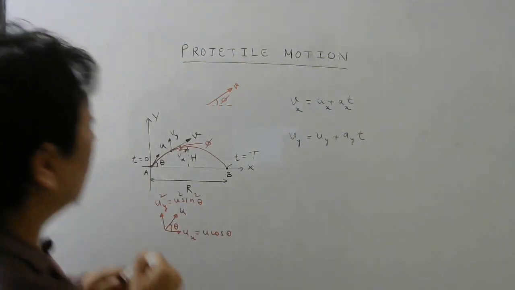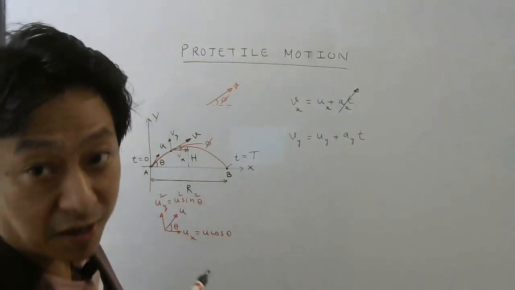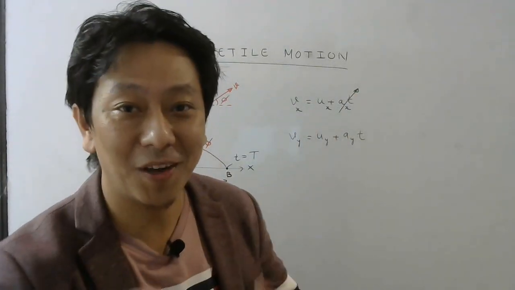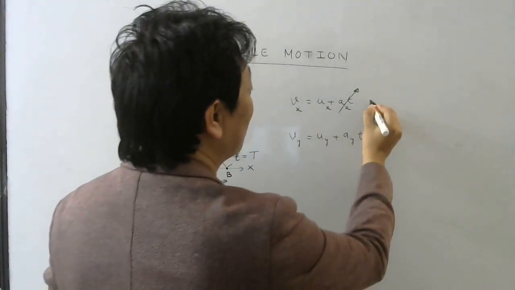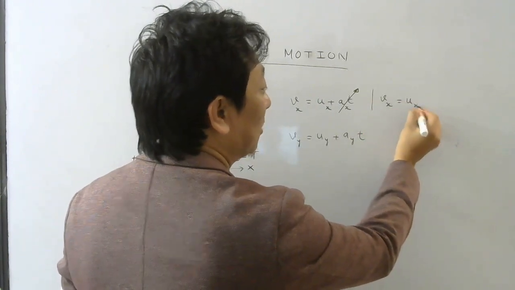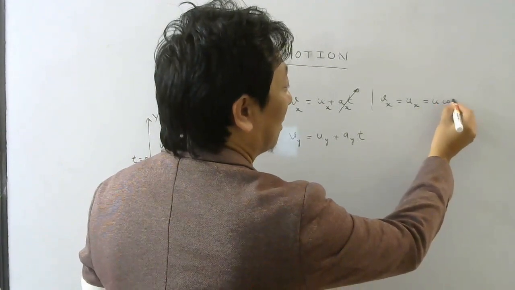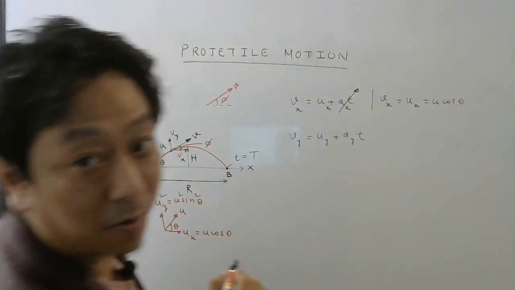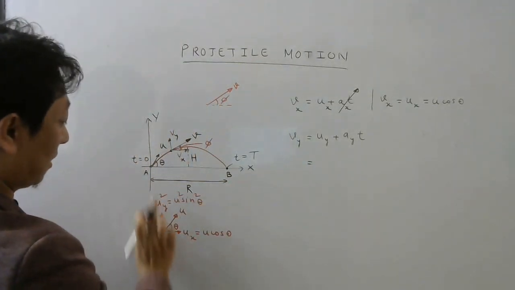Now, you know that there is no acceleration of gravity along x-axis, right? Gravity has no role along horizontal direction. So Ax will be 0. That means in projectile motion, Vx is always equal to Ux. And you know that Ux is u cos theta, right? What about Vy? Well, Vy will become Uy, which is u sin theta, right?